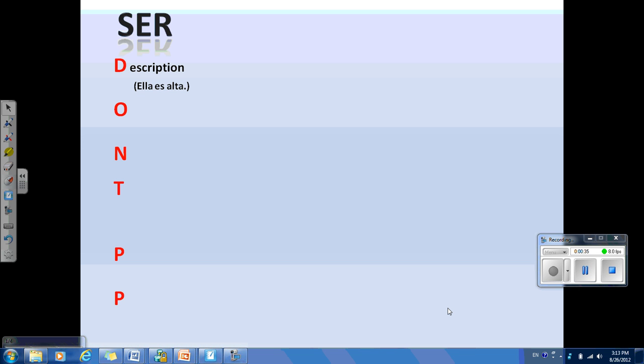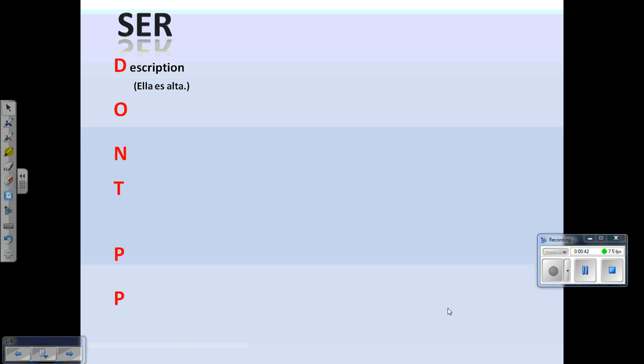Again, if you have questions or you don't understand something, just write it on the side and we'll go over it tomorrow in class. Ella es alta. The next one is origin, where somebody's from. Yo soy de Cuba. Feel free to pause it at any time if I'm going too fast. Nationality. Yo soy americano if you're a guy, or yo soy americana if you're a chica, just like with origin.